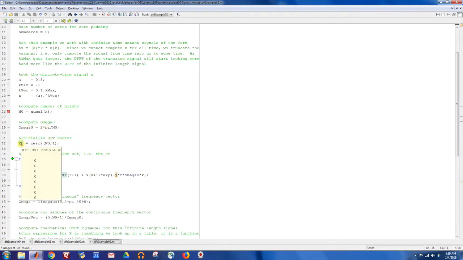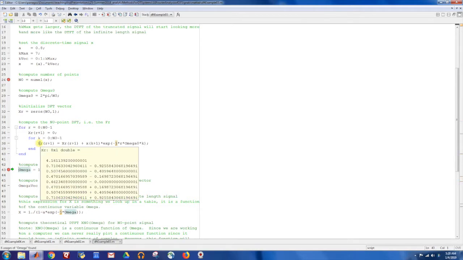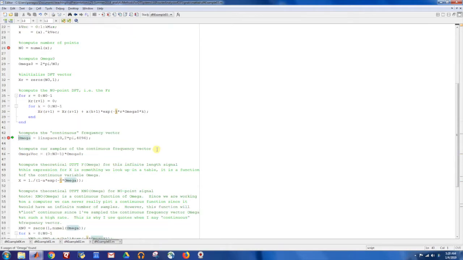We'll go ahead and initialize a vector for our DFT coefficients. And then here is the double for loop, just like before, that computes the DFT one value at a time. So for one value of r, we compute n naught values and store that in this first entry. And then for the next value of r, now we're computing x sub 1, which is the DFT coefficient that corresponds to 1 omega naught, etc. So if we let that run, we'll eventually have all of our DFT coefficients computed.